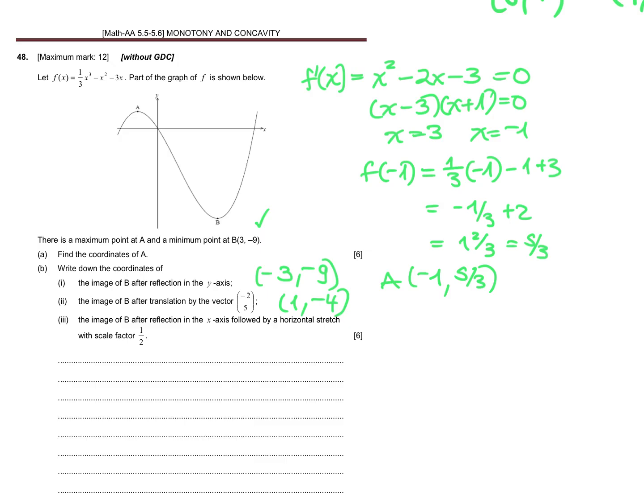The image of B after reflection in the x-axis. So here it's going to still have the same x, but a +9, followed by a horizontal stretch with scale factor 1/2. So you're just multiplying the x by 1/2. So (3/2, 9) should be the final answer.